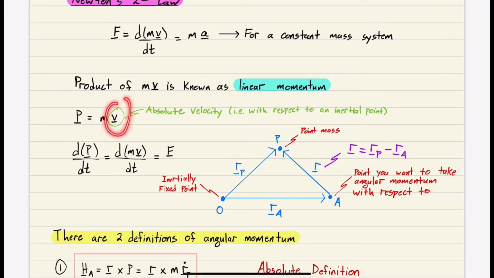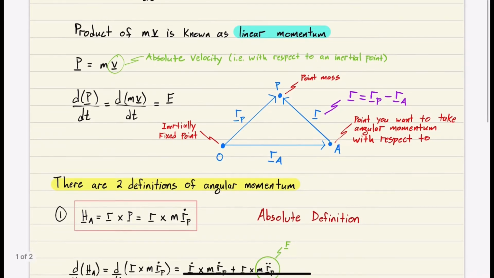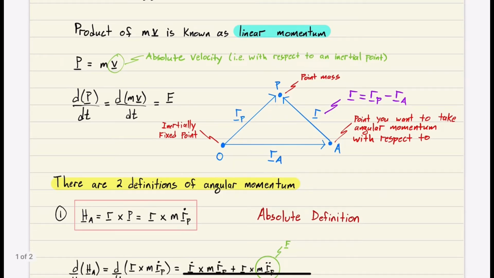And v is the absolute velocity, with respect to an inertial point. That's what absolute velocity means. So we can end up writing F equals ma as F equals d/dt of p, or d/dt of m times v. It's all the same thing.